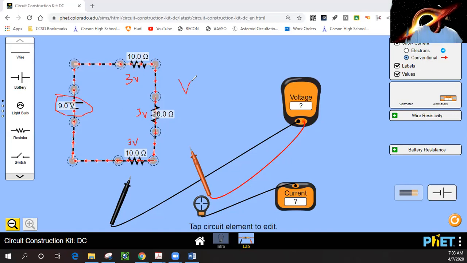So the voltage law is the total voltage. This is a lot easier to understand this way. This could be V1 plus V2 plus V3, and this is saying that this is 9 volts. 3 volts plus 3 volts plus 3 volts equals 9 volts. And this is Kirchhoff's voltage law for current flow in a closed loop.